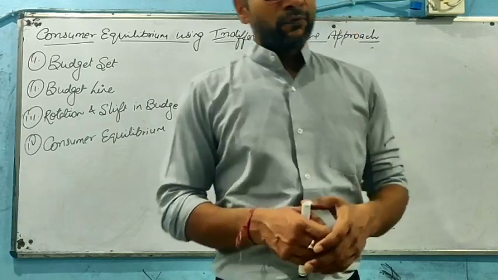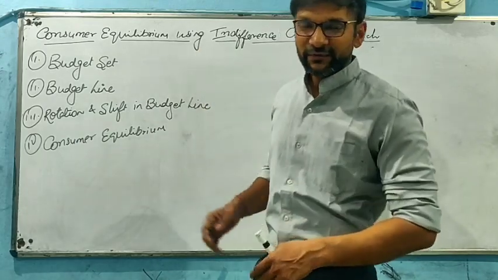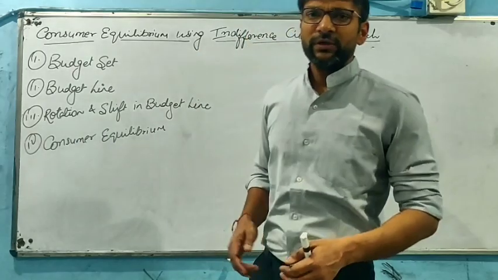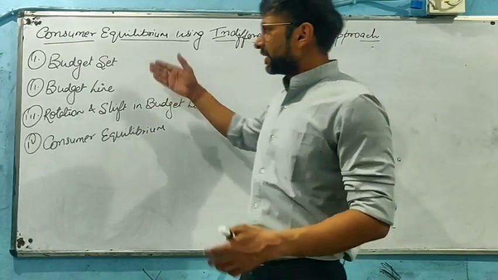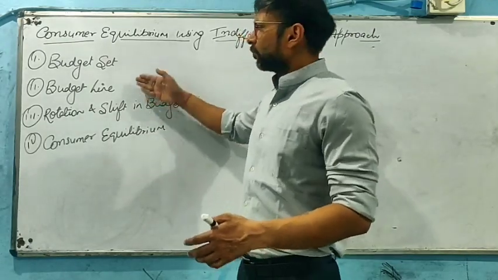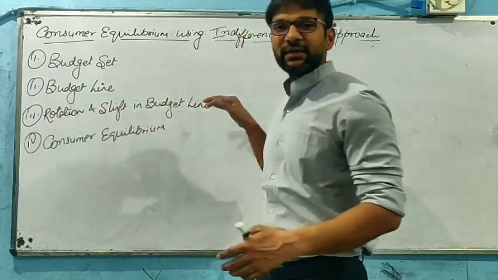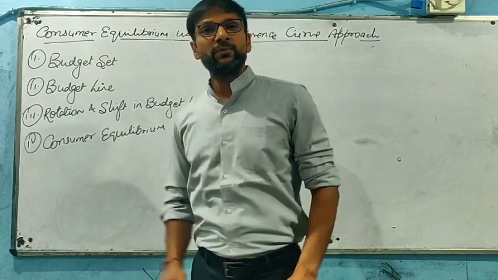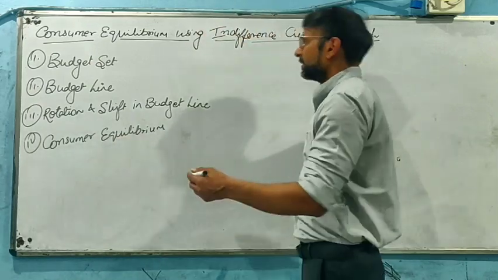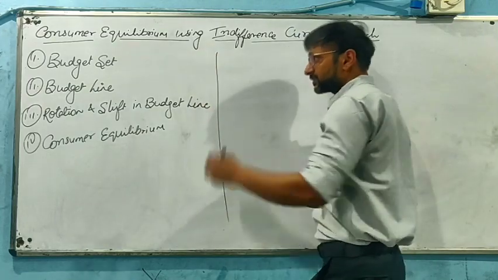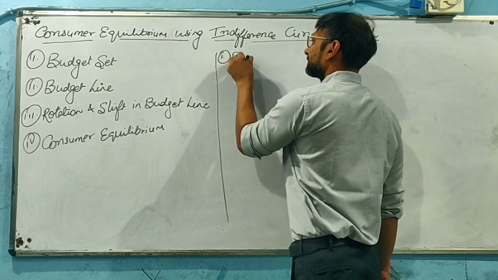So welcome everyone for the second session, the final session of consumer equilibrium using the indifference curve approach. Today we are going to see the remaining contents of this chapter, that is what do you mean by budget set, what do you mean by budget line, how the rotation and shift in budget line takes place, and how we can express consumer equilibrium.